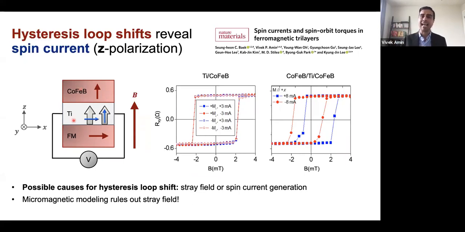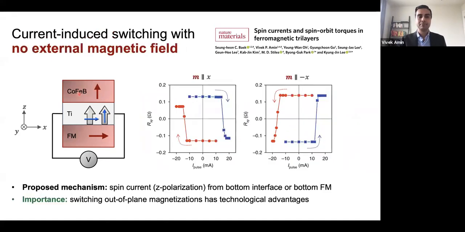Now, the other thing that can happen is the stray field from the bottom ferromagnetic layer can be influencing the hysteresis loop. I won't go into the details of this, but we did micromagnetic modeling to rule out that second explanation. Ultimately, the conclusion we came to is that there is a spin current generated either at this interface or in the bottom ferromagnetic layer, which is then influencing the dynamics in the top ferromagnetic layer.